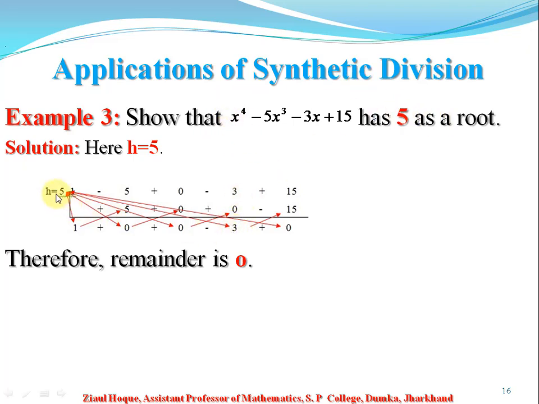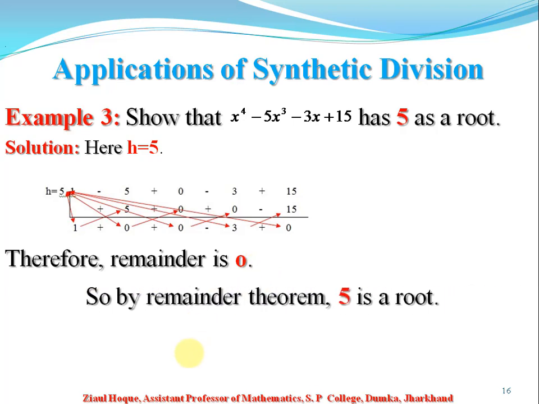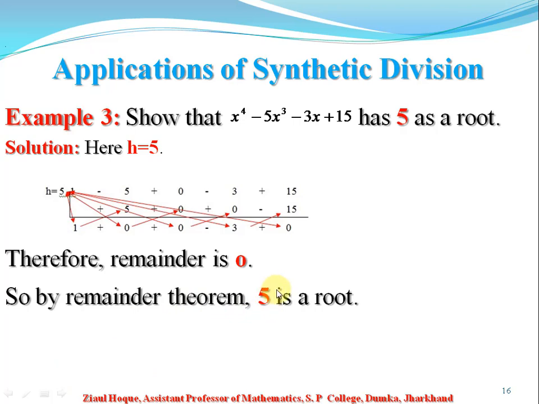Lastly 5 into minus 3, this is minus 15, and the constant term was plus 15, which gives 15 minus 15 is equal to 0. Therefore since the last term is 0, which is the remainder, the remainder is 0. So by the remainder theorem, 5 is a root.